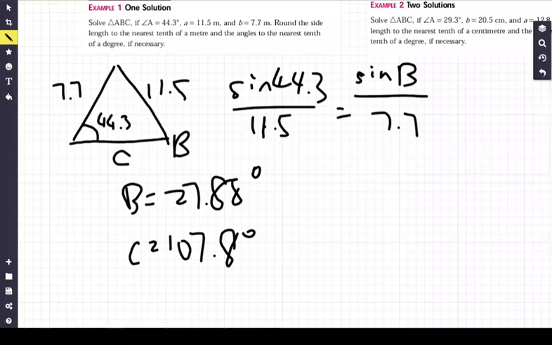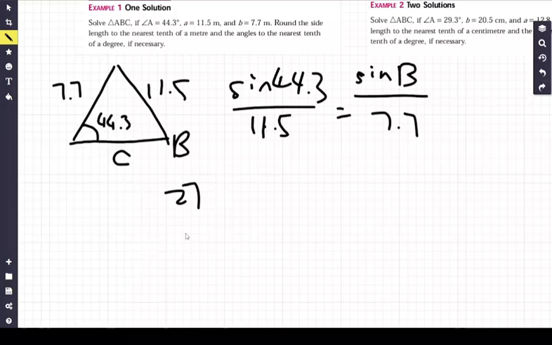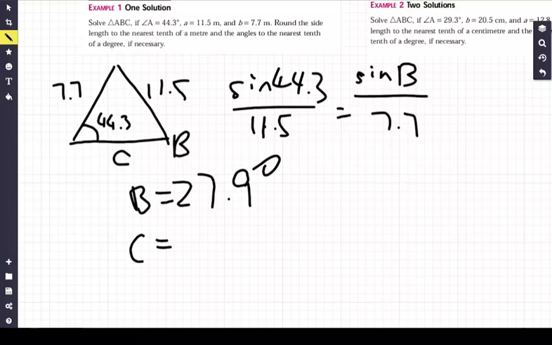Since we are drawing the diagrams ourselves, it's very likely that our angle is not going to be that good. So don't use the diagram too much when you draw your own angles. Just try to keep to the math and trust the process. So C was what? 107, yeah, 107.8. And now we can simply find side C by using sine law again.